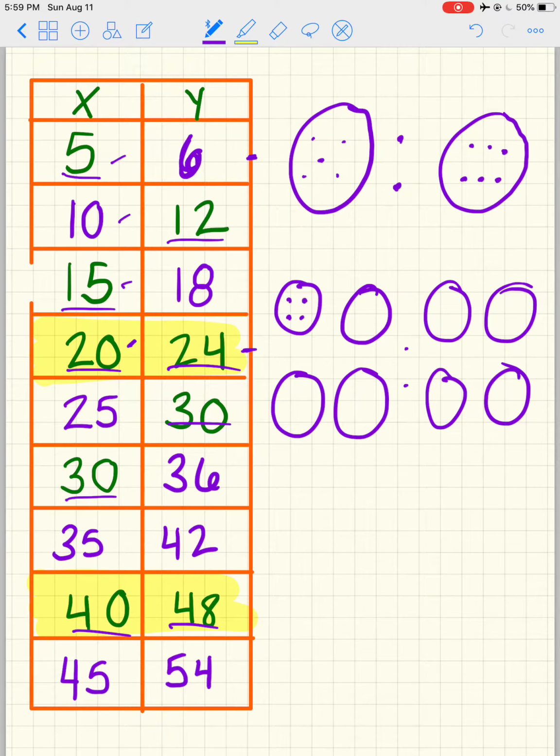1, 2, 3, 4, 5. 1, 2, 3, 4, 5. 1, 2, 3, 4, 5. 1, 2, 3, 4, 5.